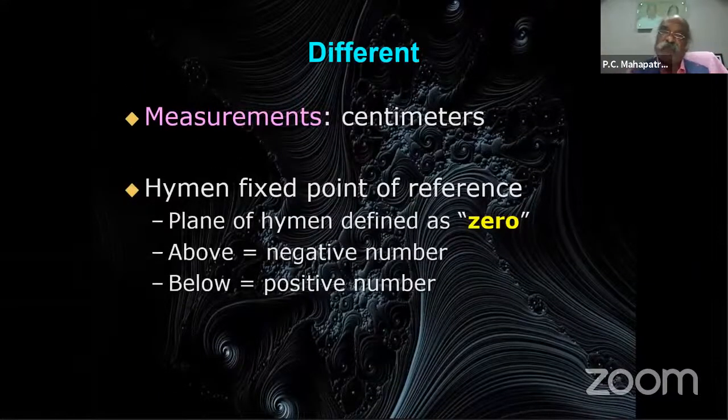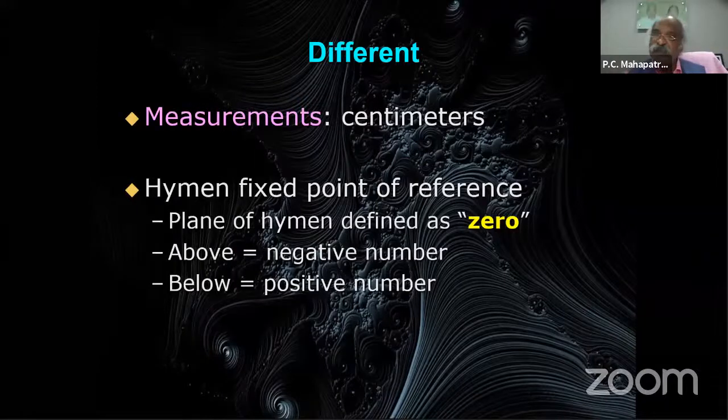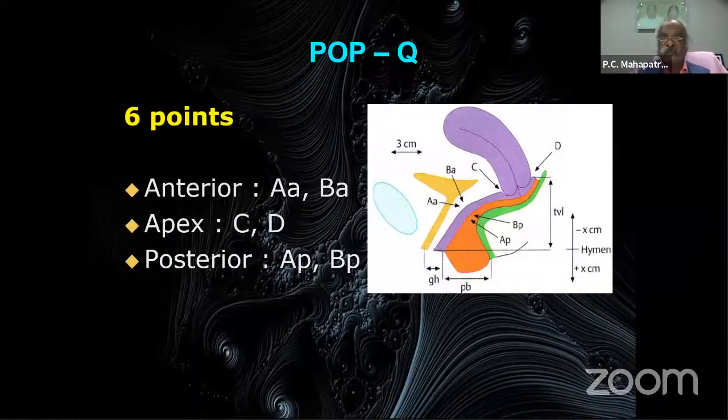So measurements are in the form of centimeters. Hymen is the fixed point of reference. Plane of hymen is referred to as 0. Above is a negative number. Below is a positive number for that. Now these are the 6 points: AA, BA, AP, BP, and in the apex C and D.